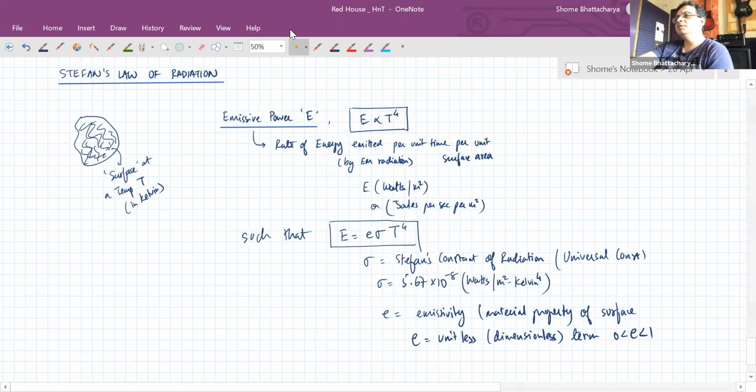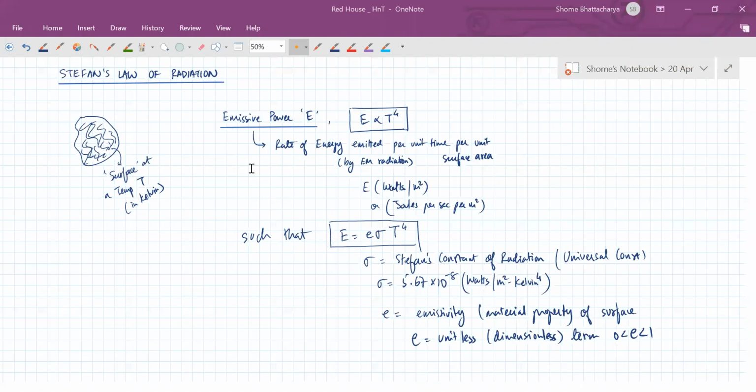Okay, so the name is a little bit misleading, that power is generally expressed in watts, but this is more like intensity actually, which is power per unit area. But we don't call it intensity, instead we call it emissive power. Okay, so just make a note of this, then I'll explain in more detail what is emissivity.